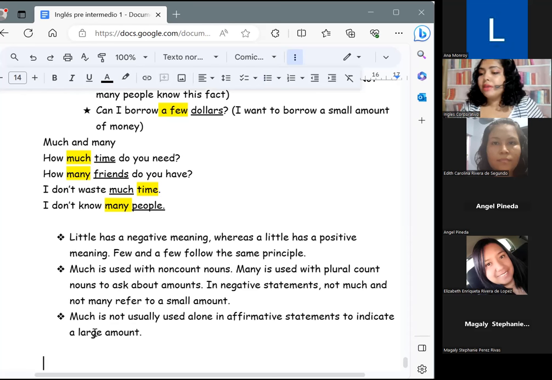Okay, very good. So we have here the first part, the first couple of words that we can use to express quantities. Esta es como la primera parte, ¿verdad? El primer grupo de palabras que podemos utilizar para referirnos a las cantidades.